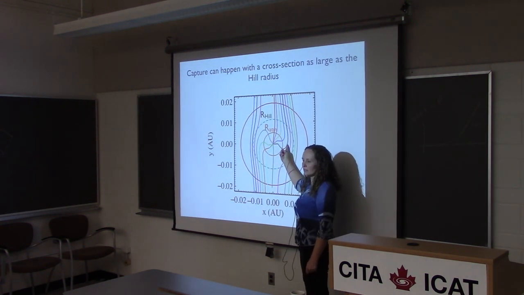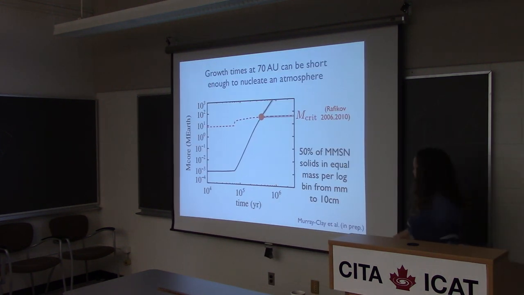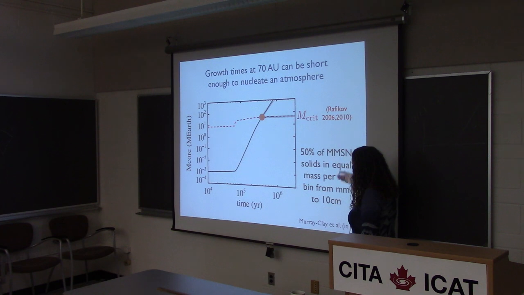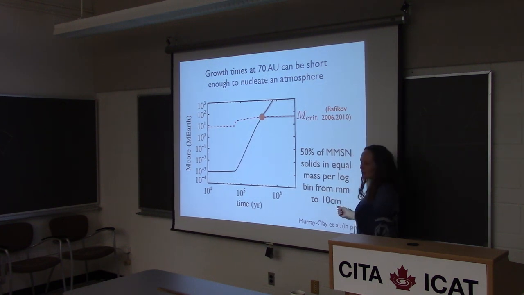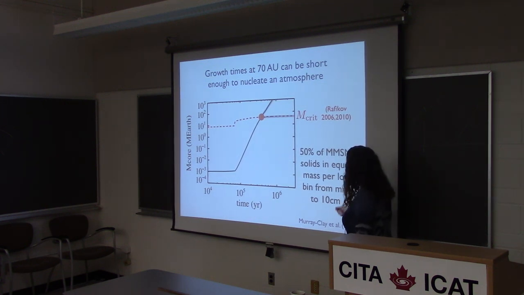this is very sensitive to the sizes of the accreted objects because it's gas drag. And I'll show you, for example, it tends to be small things that are most efficient. So if, for example, you take 50% of your minimum mass nebula in sizes from millimeters to 10 centimeters, which are the things that are easy to make, you don't have to worry about the meter size barrier. That's one of the big problems in planet formation.